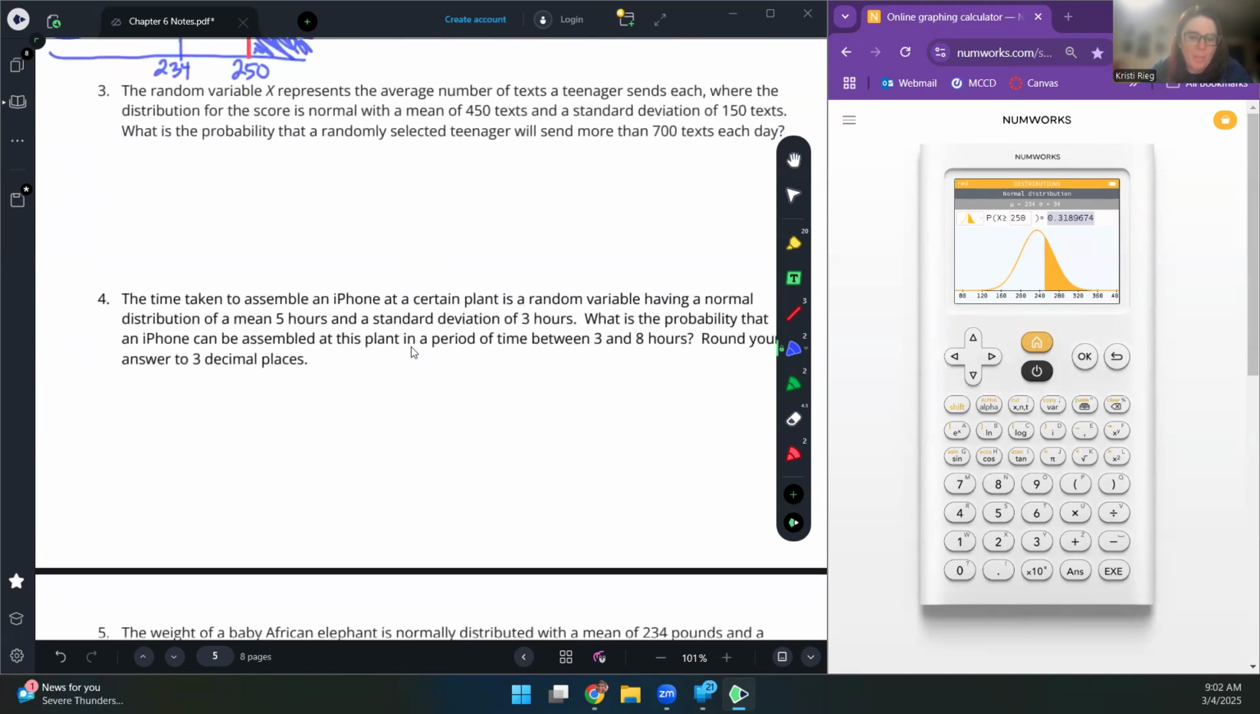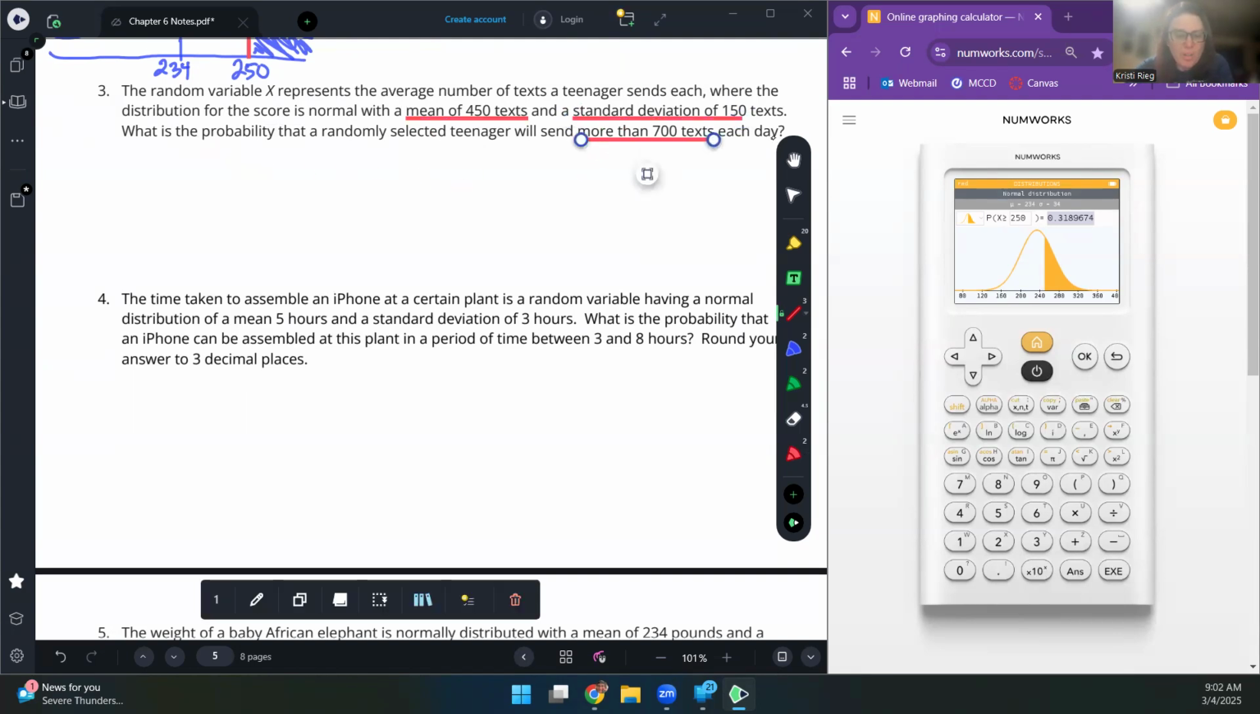So here we have number 3. The random variable X represents the average number of texts a teenager sends each day. The distribution is normal. The mean is 450. Let's go here. I like it with the pretty little underline. Mean, standard deviation. What is the probability that they will send more than 700 with a mean of 450?